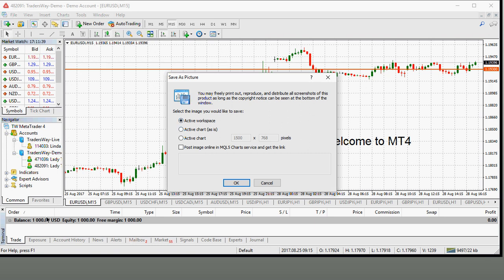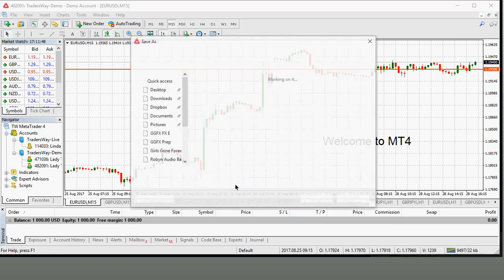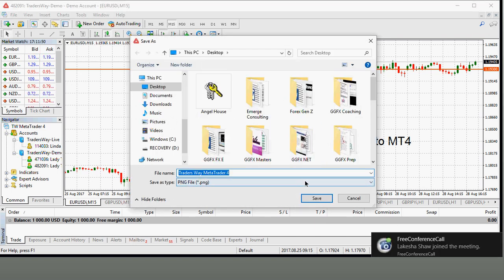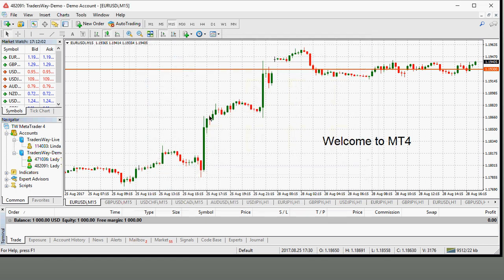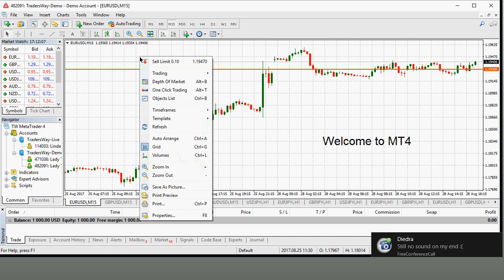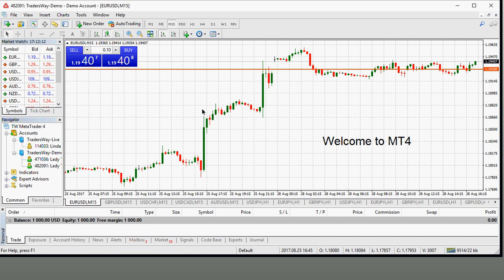Active workspace will also allow you to see where your trade is, the opening, the closing, all of the information that we need as it relates to your trades. Click OK, and of course you'll get a pop-up box that will allow you to save your picture into your GGFX folder on your desktop, and then of course you'll be able to upload it to Discus when necessary. So make sure that you definitely use that as it relates to taking your screenshot.